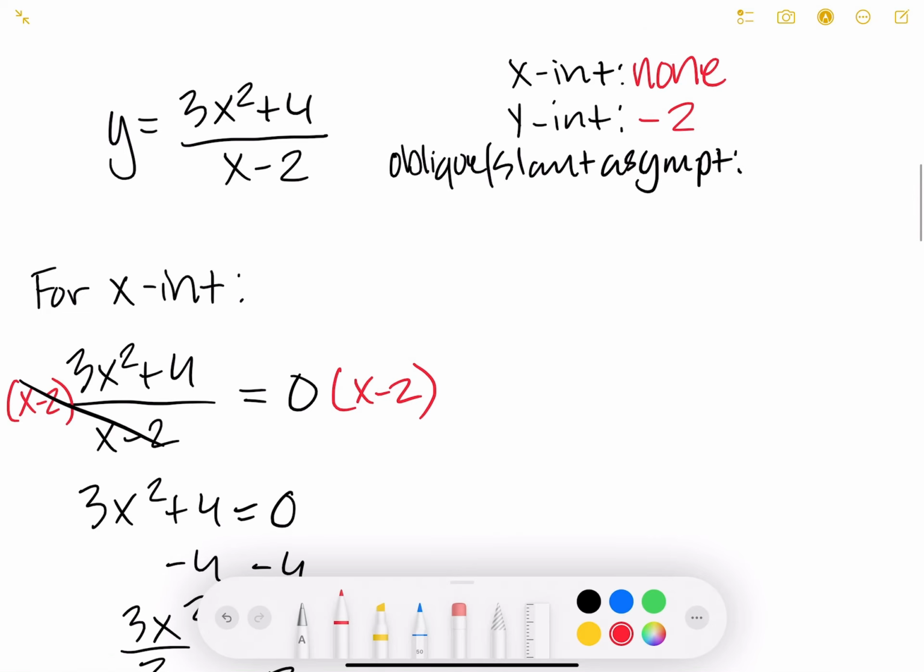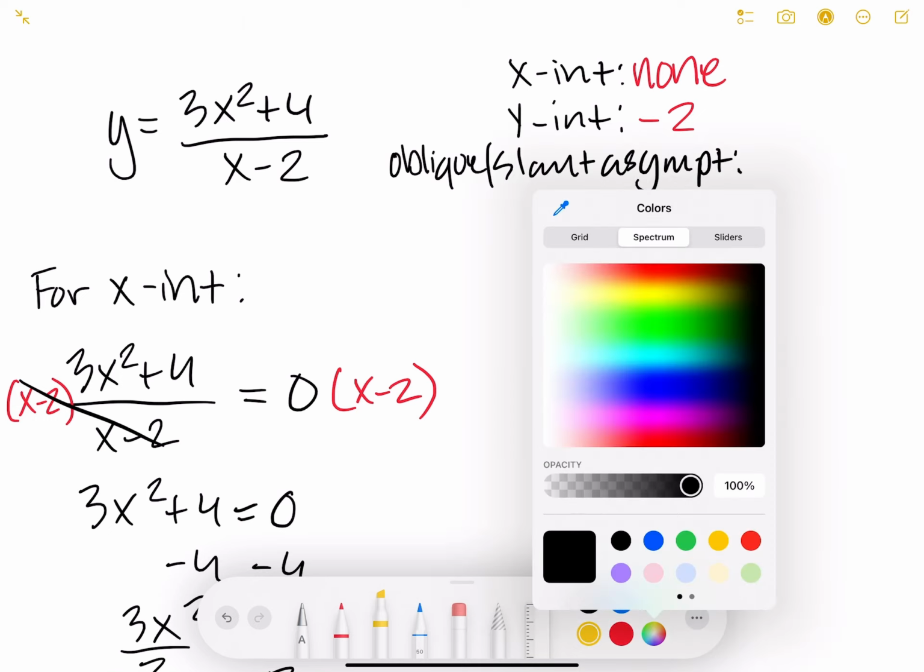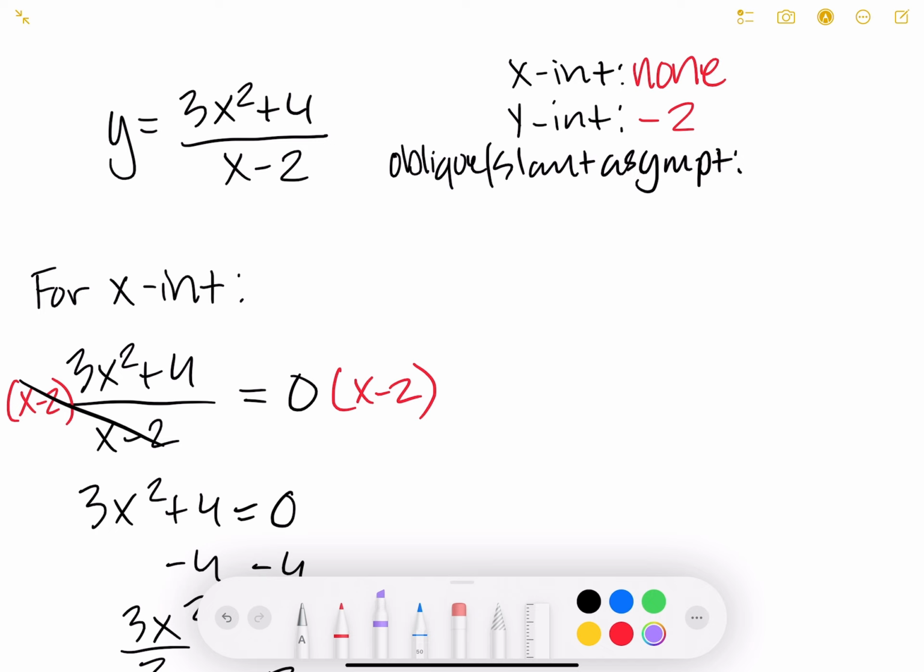Great. So this is with a function for a function with an oblique slant asymptote. It's a lot, so I'm not going to write it out as I speak. Instead, I decided to put all of my thoughts down and just highlight and walk through it. I'm going to use this purple highlighter right here.